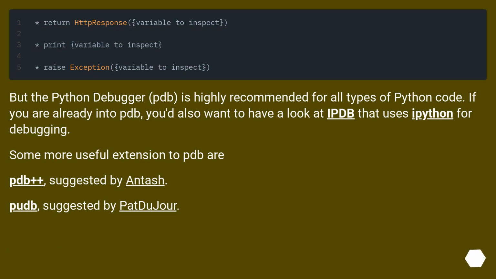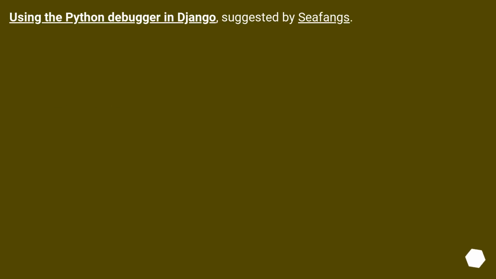But the Python debugger, PDB, is highly recommended for all types of Python code. If you are already into PDB, you'd also want to have a look at IPDB, which uses IPython for debugging. Some more useful extensions to PDB are PDB++, suggested by Antash; PUDB, suggested by Badujor; and using the Python debugger in Django, suggested by cfangs.